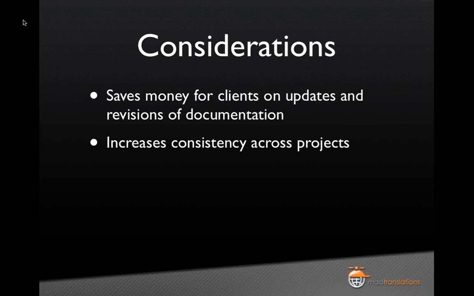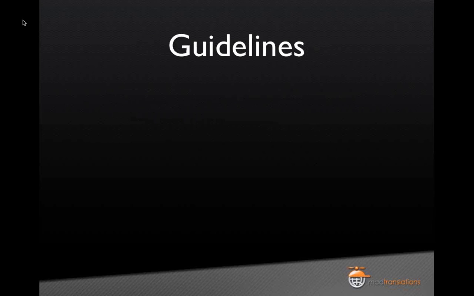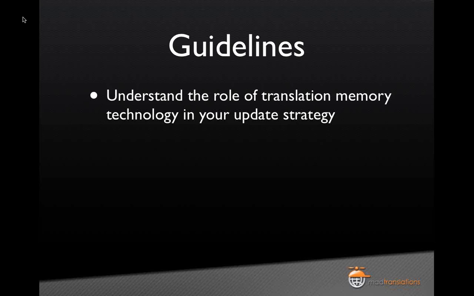So if your vendor is using translation memory properly, even when they have to change translation teams because it's a very busy period, or if you have a very busy period and you're releasing multiple documents, that translation memory will be a consistency tool as well. You'll want to understand the role of translation memory in your update strategy. In other words, when we're doing these updates, how do we control the language so that we're getting the most money out of this translation memory?